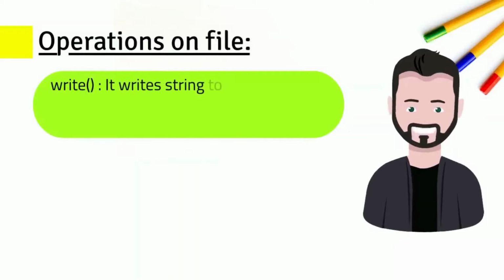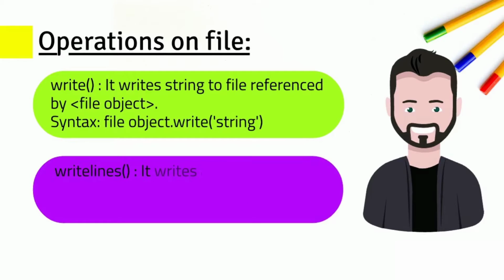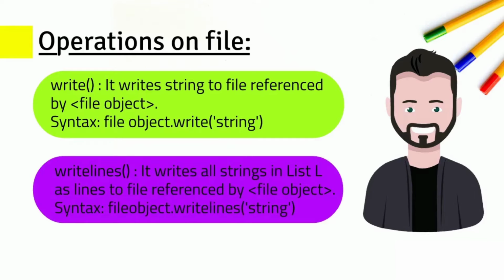Write function: it writes a string to the file referenced by the file object. Syntax: file object dot write, string. Writelines: it writes all strings in list L as lines to the file referenced by the file object. Syntax: file object dot writelines, string.